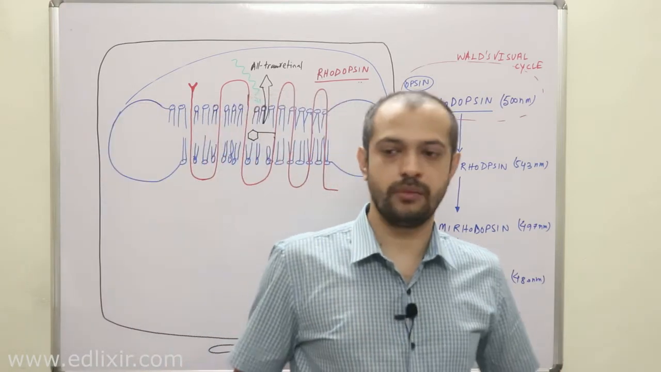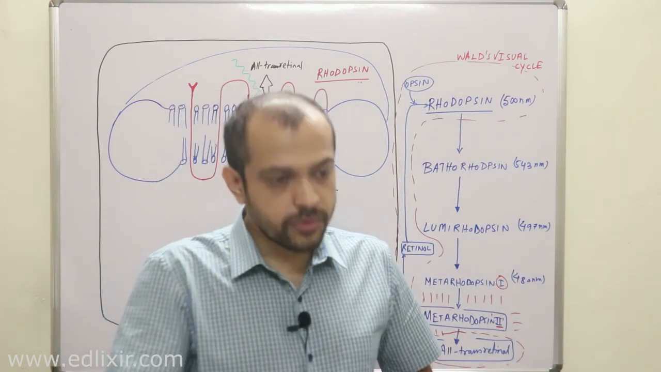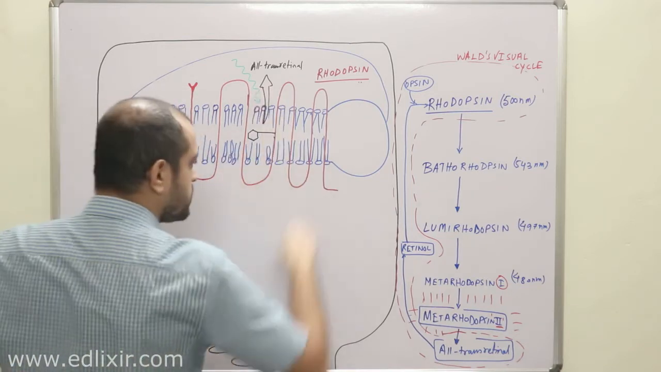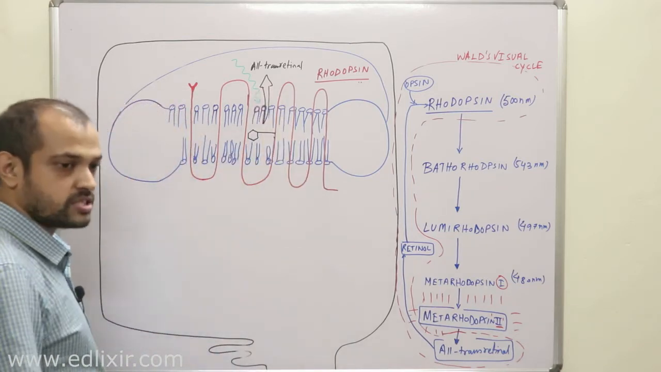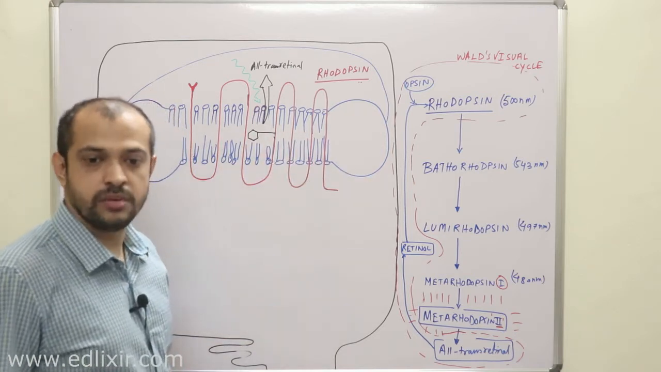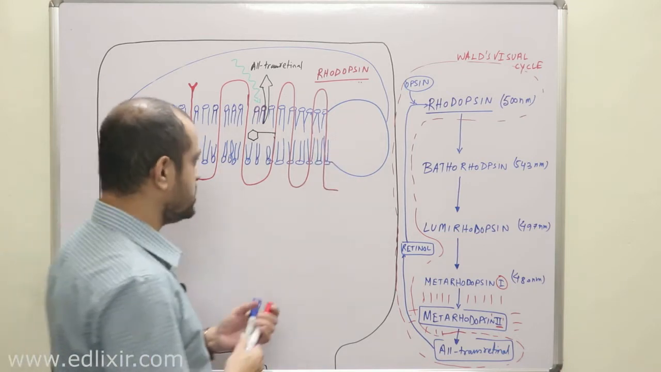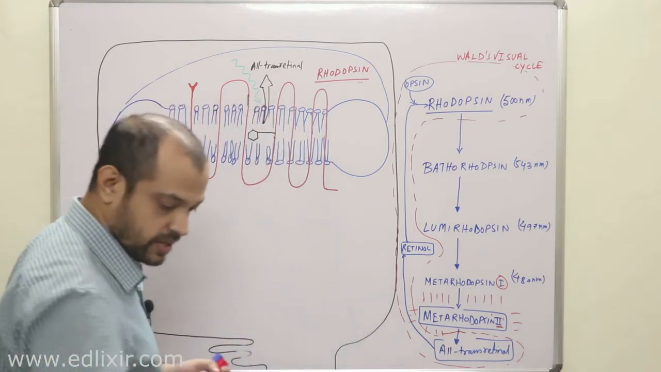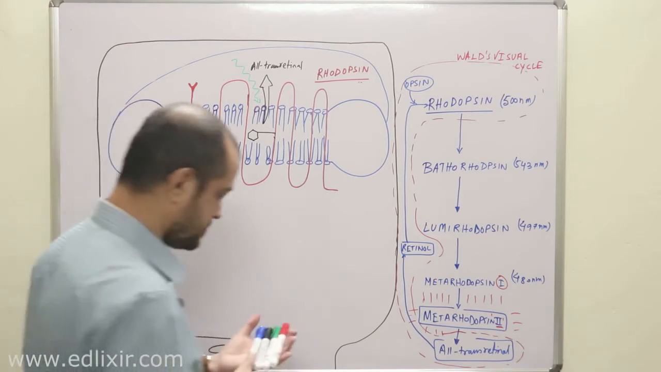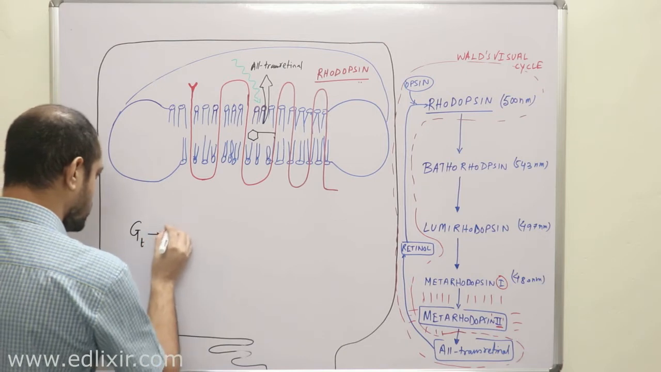Why are G protein coupled receptors called G protein coupled receptors? Because they are coupled to G proteins, right? That means, suppose rhodopsin is a G protein coupled receptor, there should also be a G protein present in this membrane. Now listen, there is actually a G protein present in this membrane. You know what that is? This is called G transducin or GT.